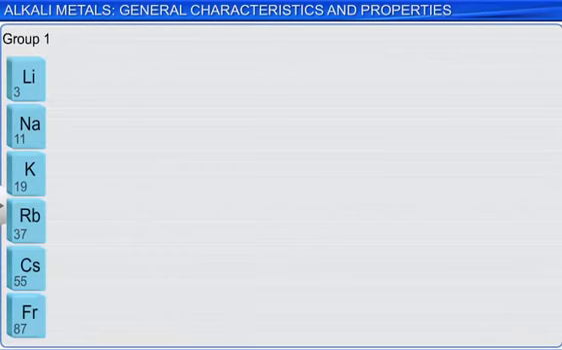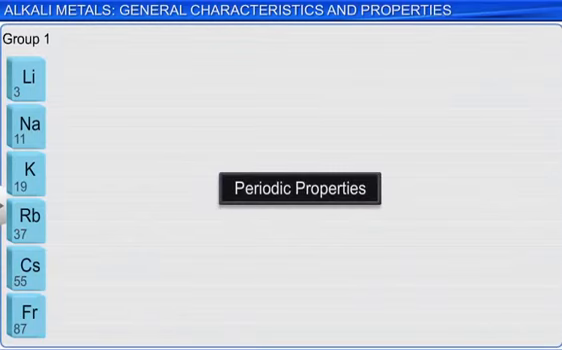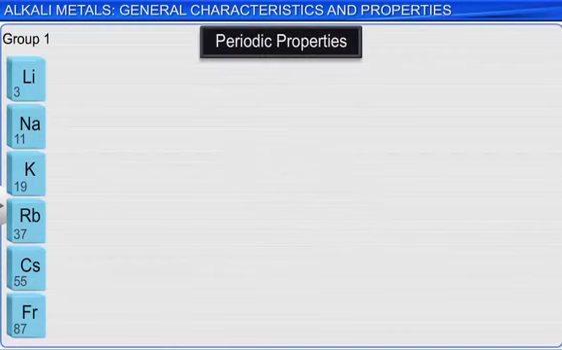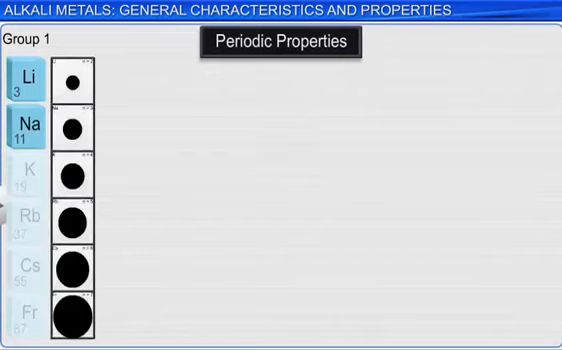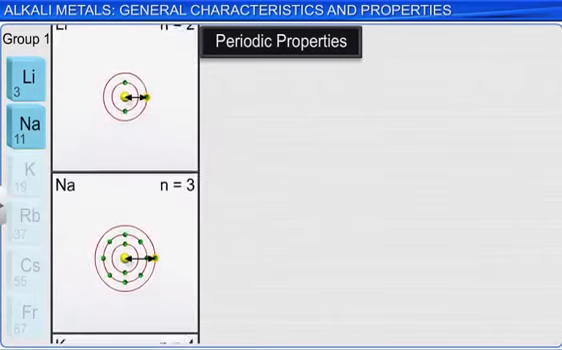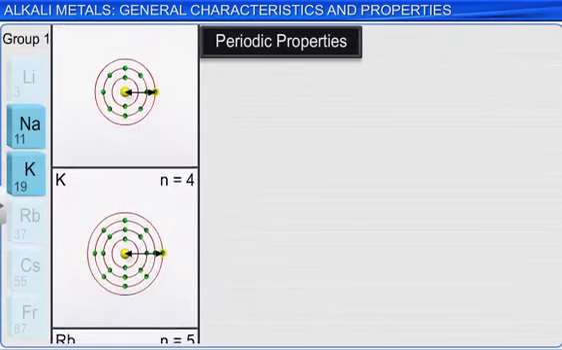Let's go on and review some periodic properties as they relate to alkali metals. As you consider the group 1 elements from top to bottom, atomic radius increases. This can be explained because as you move down the group, there is an increase in the number of shells, and therefore the atomic radii increase.